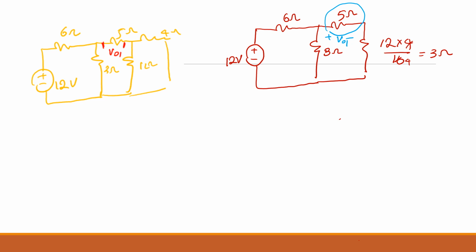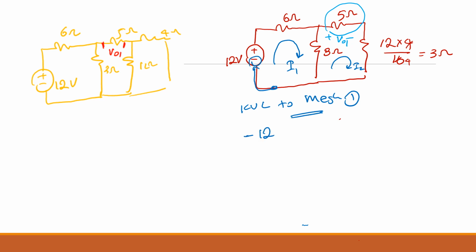So here we have two meshes. I'm assigning a mesh current I1 and this is my I2. So I'm going to apply the KVL around the meshes. If I apply KVL to mesh 1, I start at a point and go around here. So negative 12, because I'm coming into the negative side, plus 6 times I1, or else I can say 9 times I1 minus 3 times I2 is equal to 0.